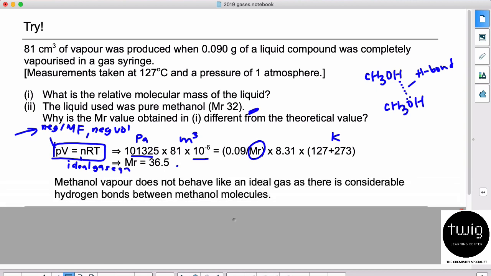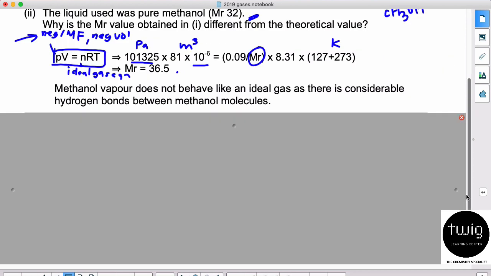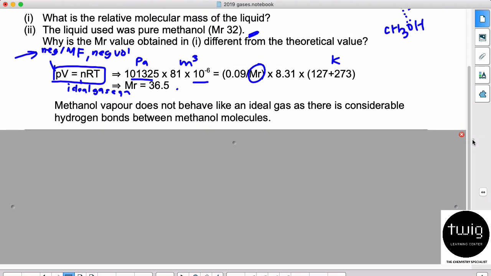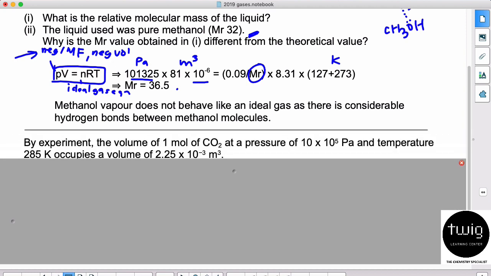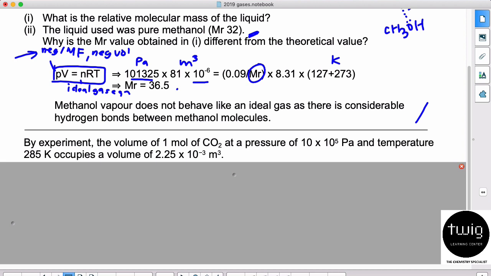So methanol vapor does not behave like an ideal gas. Using that formula is not 100% correct, because there are considerable hydrogen bonds between the molecules. Make sense? If you use that formula, you can get 32 provided the gas has negligible intermolecular forces. I guess hydrogen, which has almost negligible intermolecular forces, will be quite close. Okay, now let's look at this one. This type of question is quite common for gas questions.